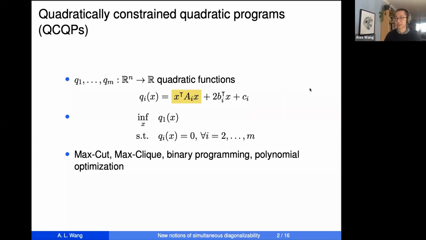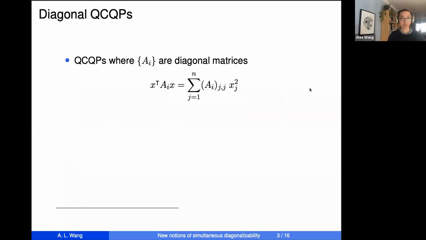Within this class of QCQPs, however, I claim there's a slightly simpler class that we can think about. This is the class of diagonal QCQPs. This is the subclass of QCQPs where each of the quadratic forms, each of these a sub i matrices, is diagonal.